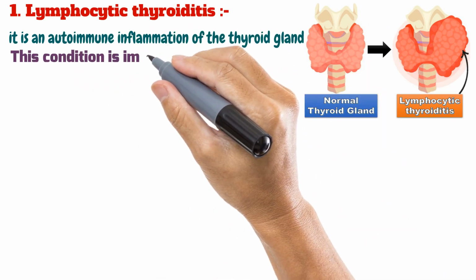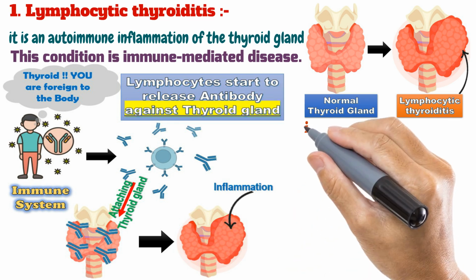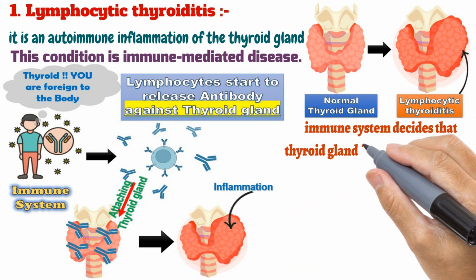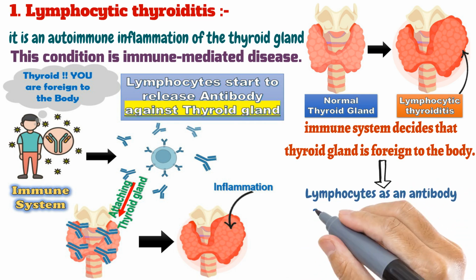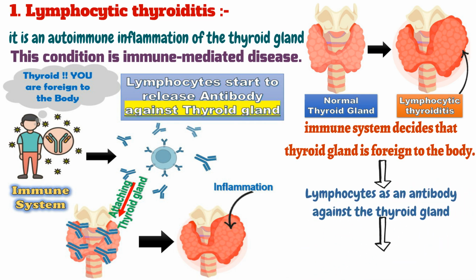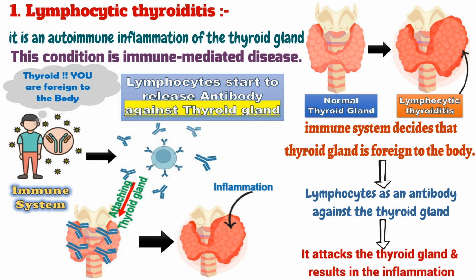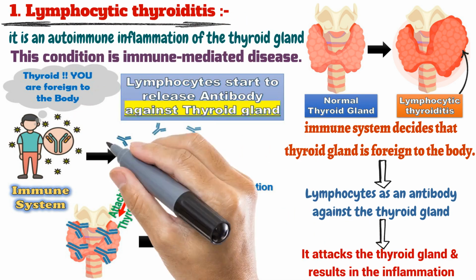This condition is an immune-mediated disease, meaning the immune system decides that the thyroid gland is foreign to the body, and it produces lymphocytes as antibodies against the thyroid gland, and it attacks the thyroid gland and results in inflammation. That's how it is named lymphocytic thyroiditis.